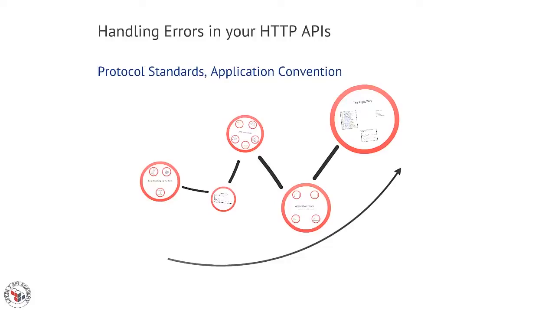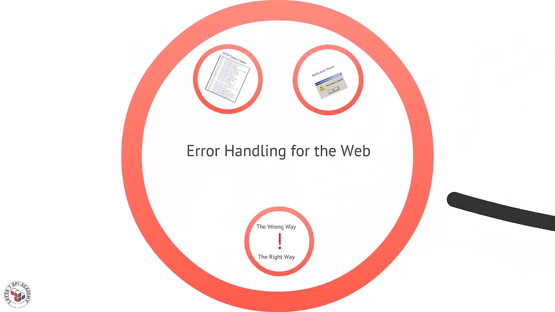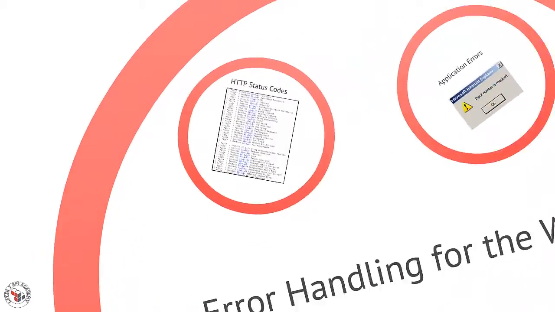Okay, in this episode I want to talk about handling errors in your HTTP APIs. And that really covers two things: protocol standards and an application convention. So what we're really talking about is error handling on the web. And that takes a couple of things.